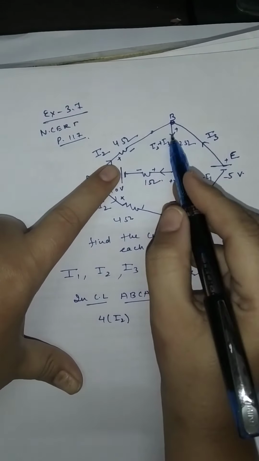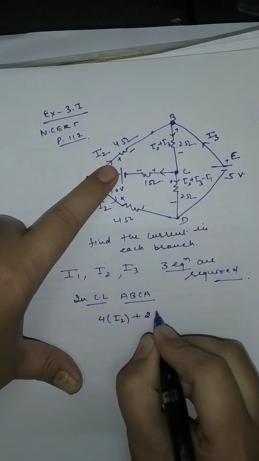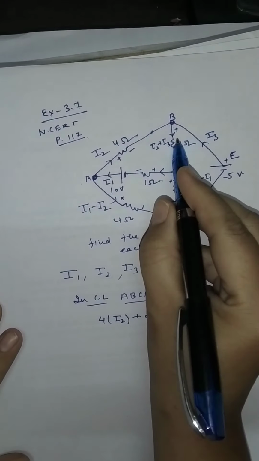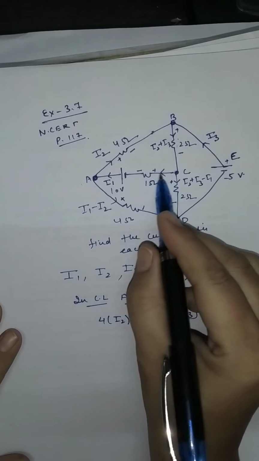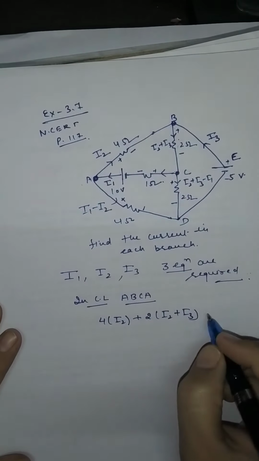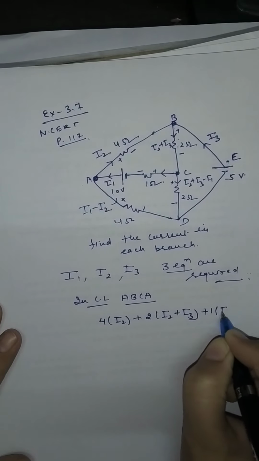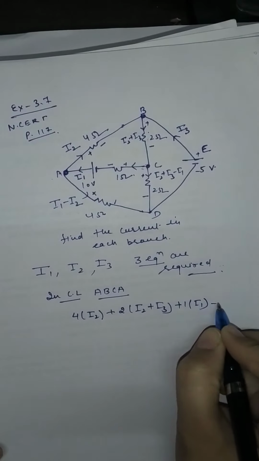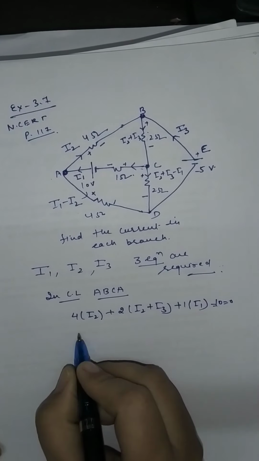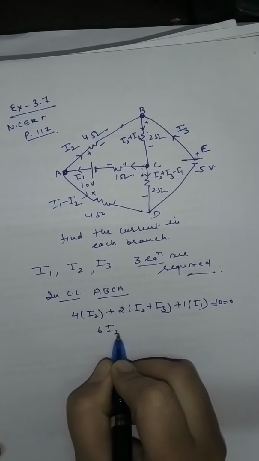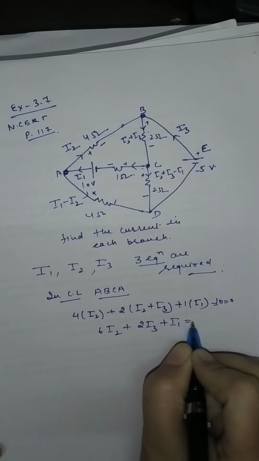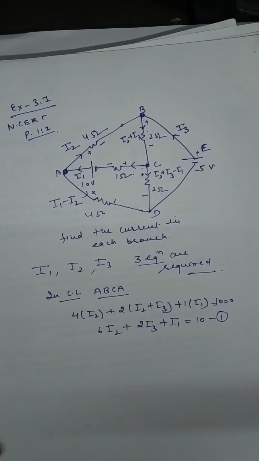Then B to C, it is plus 2 into I2 plus I3. First sign is plus 2 into I2 plus I3. Then here, this is C to A, this is plus 1 into I1. In this branch, the current flowing is plus I1. Then minus 10 equal to 0. तो ये आपके पास बन गया 6I2 plus 2I3 plus I1 equal to 10. This is equation number 1.